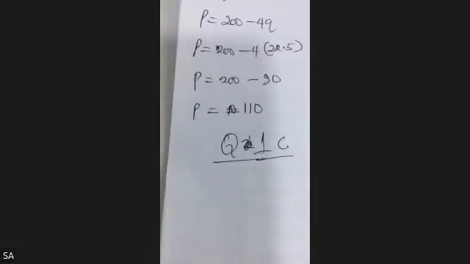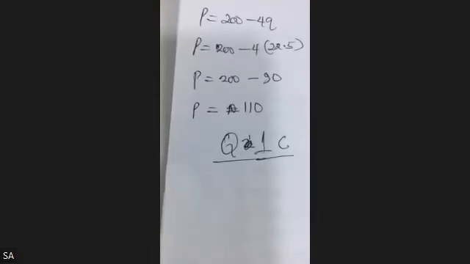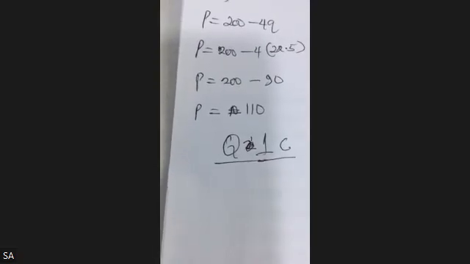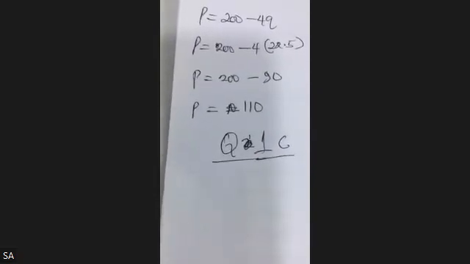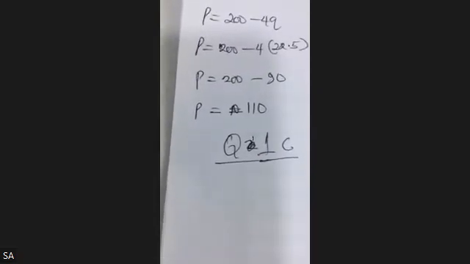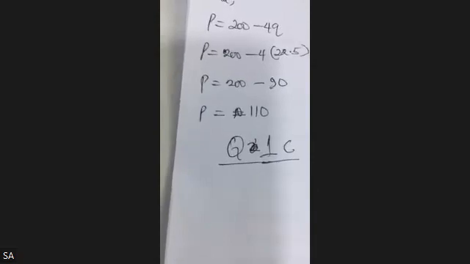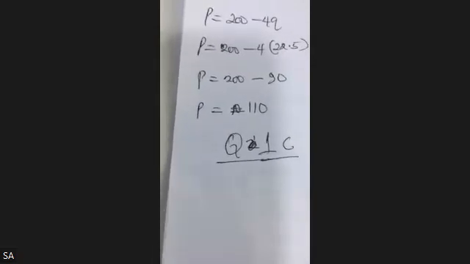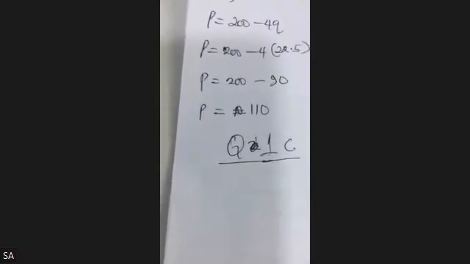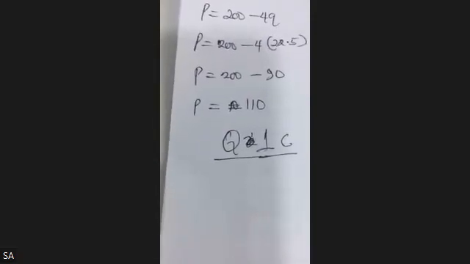Number three, if a product is perfectly inelastic, that means only the consumer will bear the burden. If a tax is imposed, only the consumer will bear the burden, because in this case what can keep changing is the price. The quantity remains the same. So here, only the consumer bears the burden.